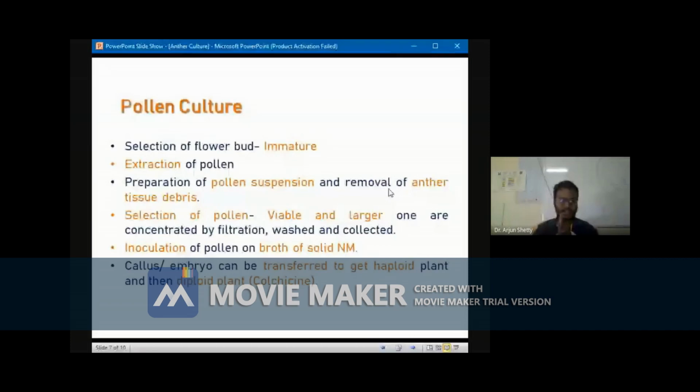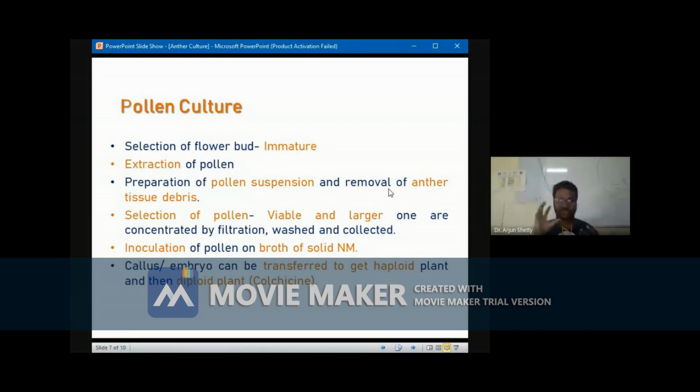Now that we have completed the anther culture, we have to study pollen culture too, because pollen can also be utilized for the production of haploid plants. As in the first step, the selection and identification of the appropriate plant is needed; here also you have to identify and select it, based on the person working with that plant, on which the plant breeder wants to produce the haploid plant. Accordingly, he has to select an immature flower bud. As I already told you, the immature flower bud has to be selected because the pollen should be immature, not a matured one.